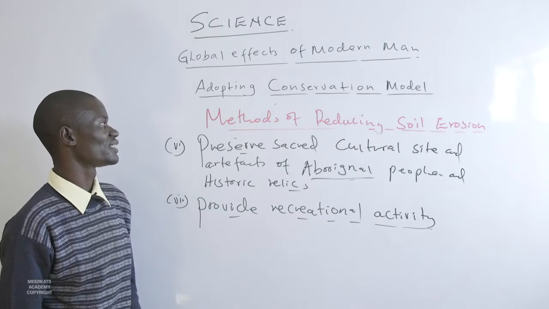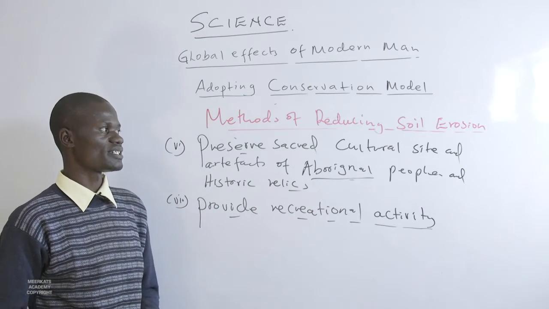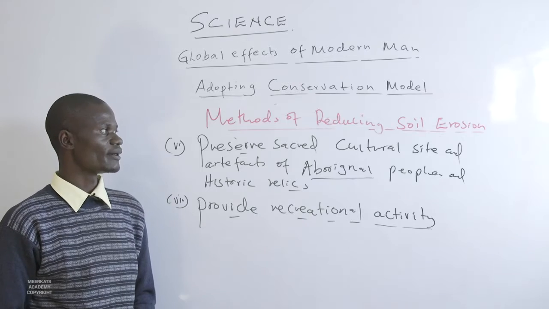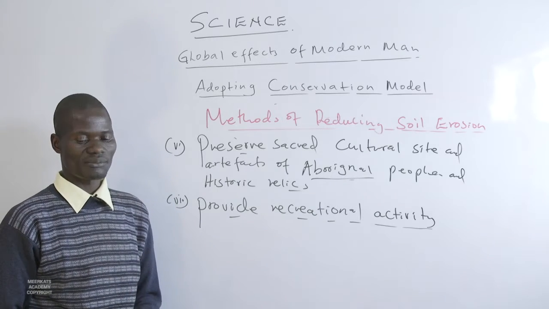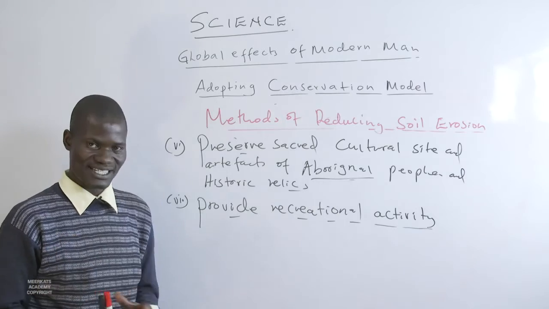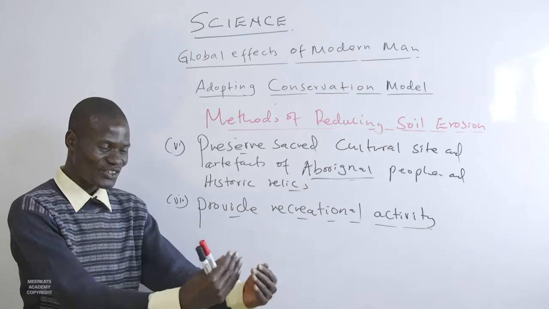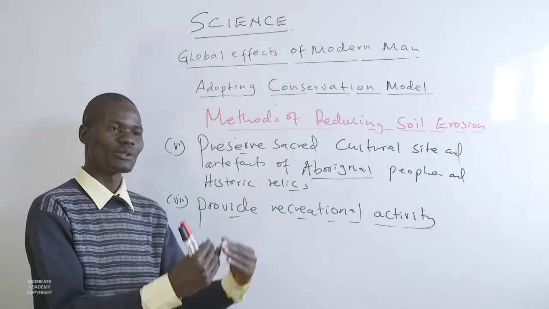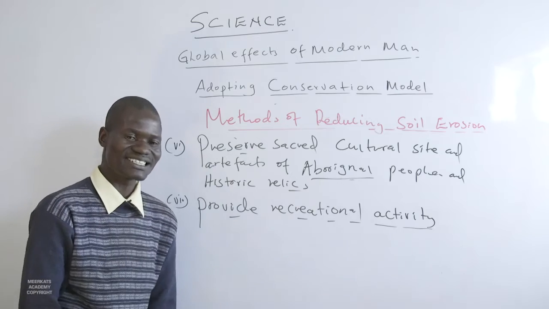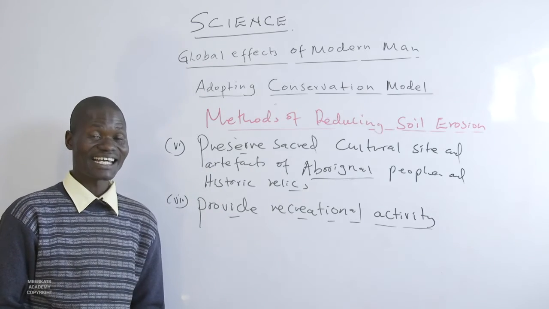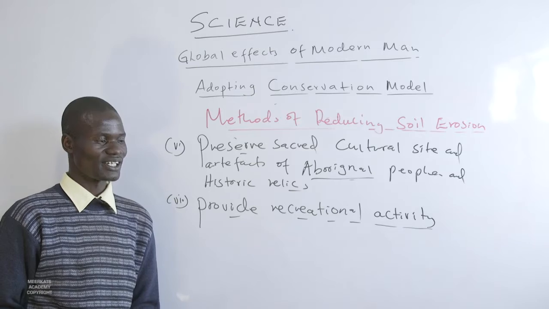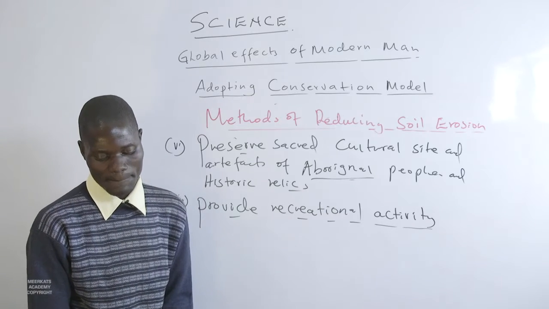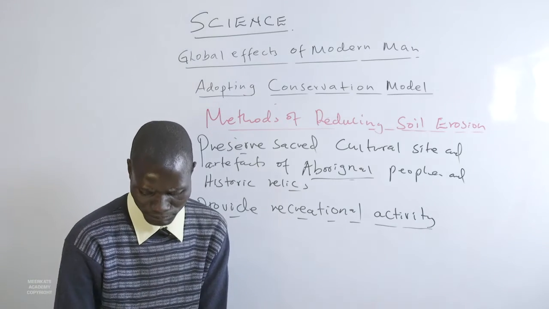That brings us to have adopted the very best way of reducing soil erosion and conserving our environment and biodiversity. We will be able to hand it over to the next generation in a better, healthy, and productive way. We will have conserved biodiversity.